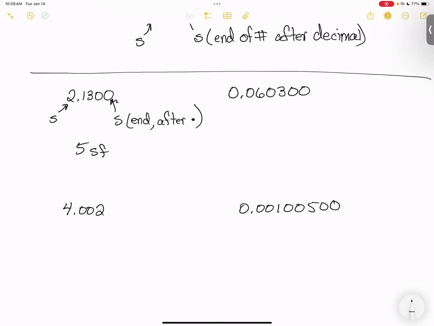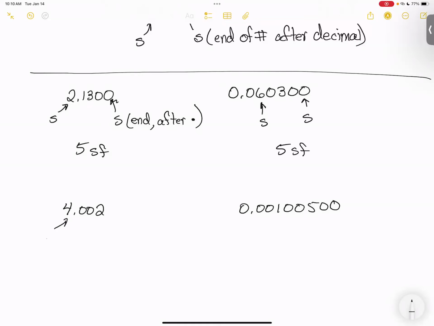In other words, I'm not breaking down every single number. I look at the first non-zero. So the next number, I look at the first non-zero. That one's significant. And then I look at the end. And again, this one is significant. So this one has 5 significant figures. That's the easiest way to do this.